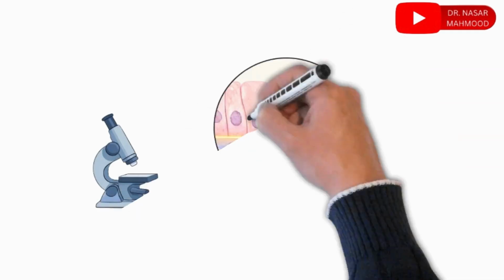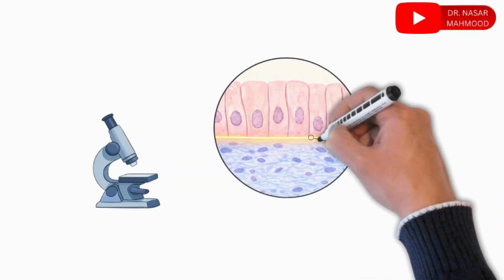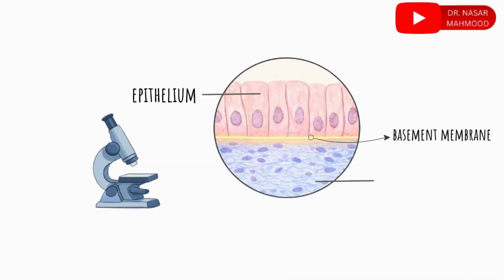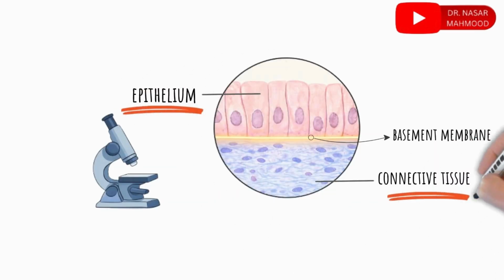Now on the histological slide, the basement membrane often appears thin and slightly darker beneath the epithelium. Sometimes it's subtle, so instead of trying to see it directly, identify the epithelial layer and the connective tissue layer below, then recognize the basement membrane as the thing that lies between them.